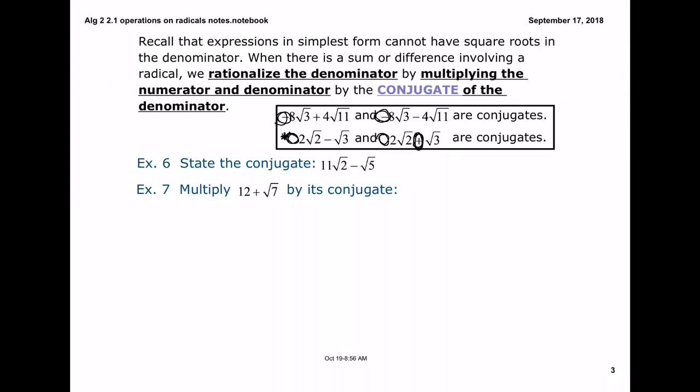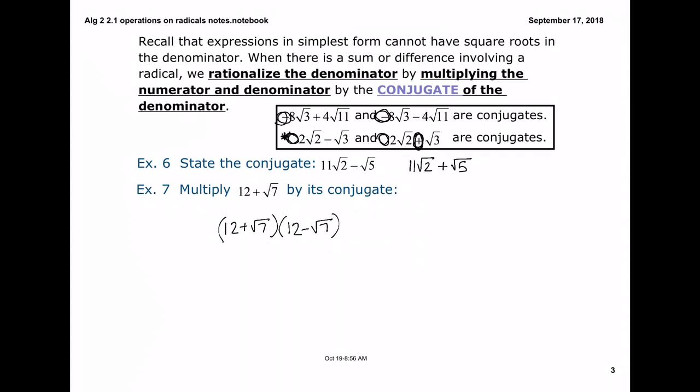So example 6 says state the conjugate. So our 11 roots of 2 is going to stay the same. We're going to change our sign to a plus instead of a minus. Root 5, and we just wrote the conjugate. Example 7 says multiply 12 plus root 7 by its conjugate. So 12 plus root 7. The conjugate would be 12 minus root 7.